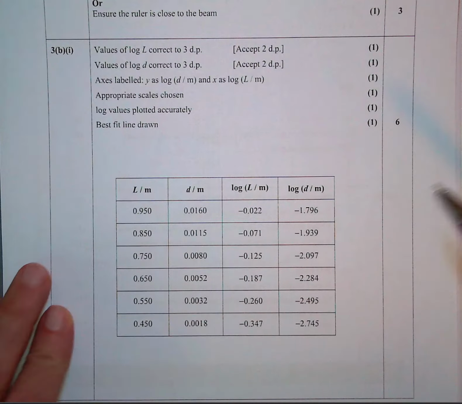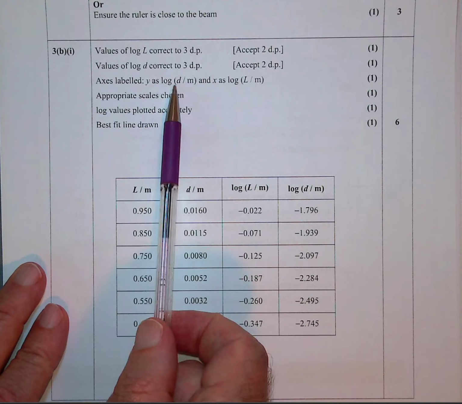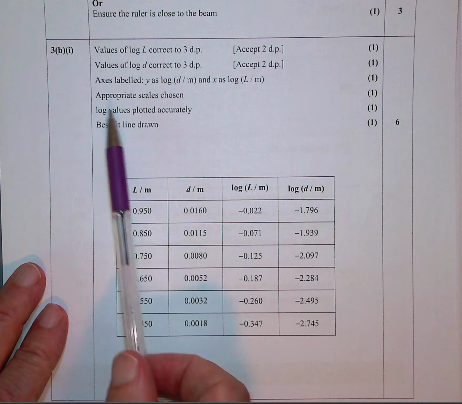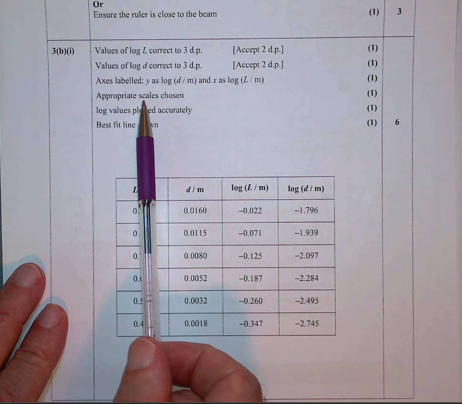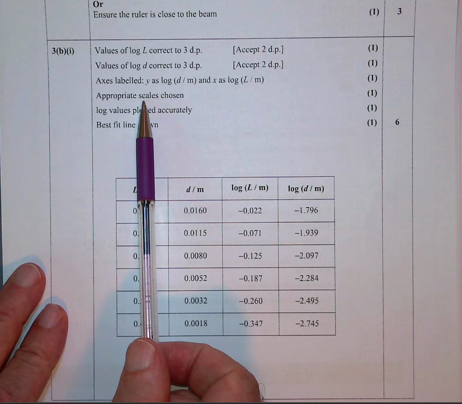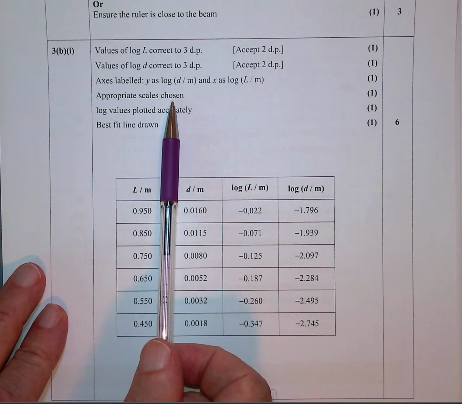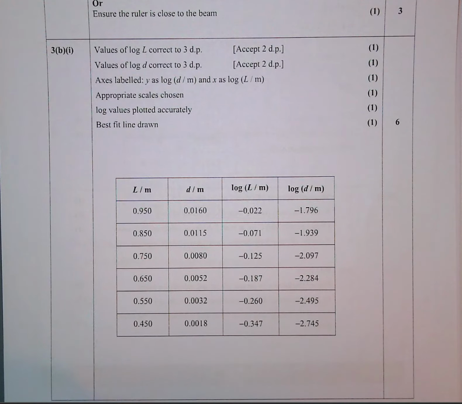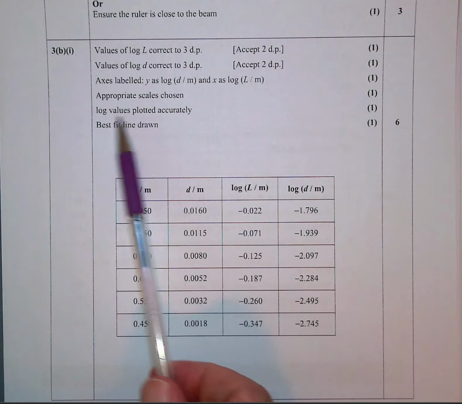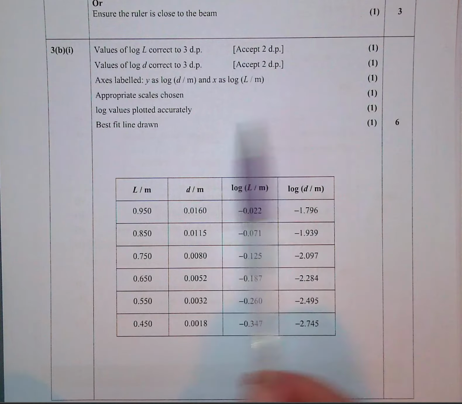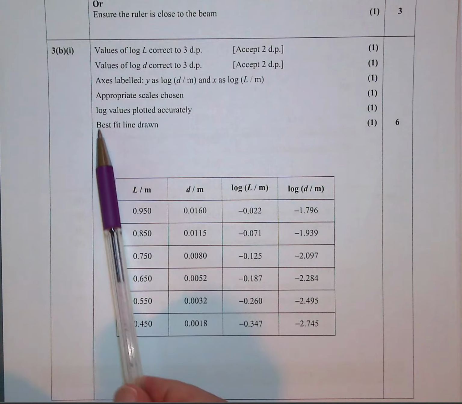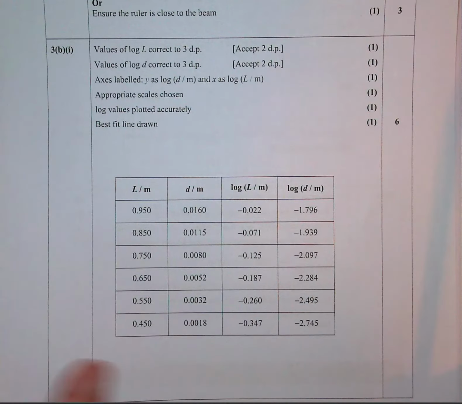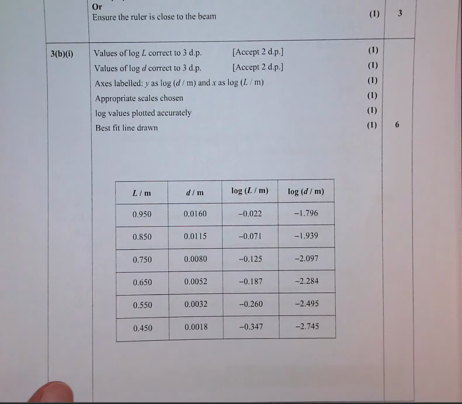Okay, so then you have to label your axes as I mentioned, exactly as I've shown you, and choose appropriate scales. That means use multiples of 1, obviously 2, 5 or 10. Don't use 3, 4, 6, 7, 8 or 9. Okay, so then log values plotted accurately gets you 1 mark. They will check that you plotted accurately, and the best line drawn will give you 1 mark. So if they notice that you haven't plotted accurately, you will lose the accuracy mark.